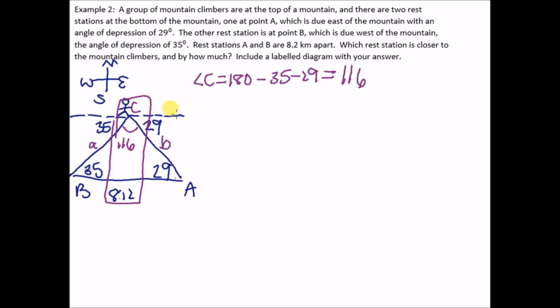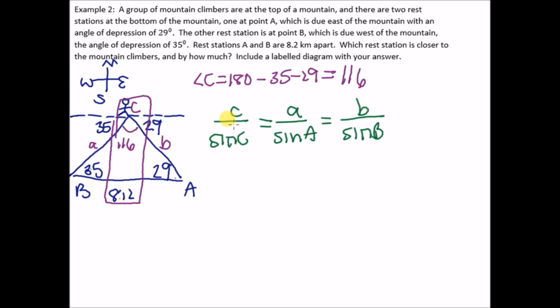Okay, so we're going to solve for side A. Let's put C over sine C, and that's going to equal A over sine A, and that's going to equal B over sine B. Okay, so the full ratio that we have is 8.2 over sine 116. Then we have to solve for A over sine, and the angle A is 29.